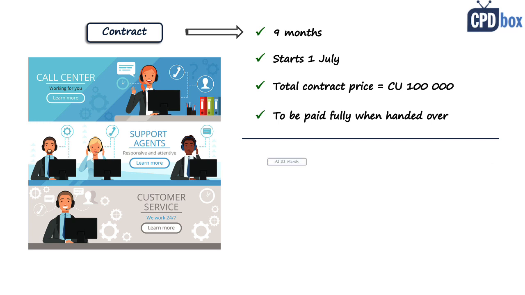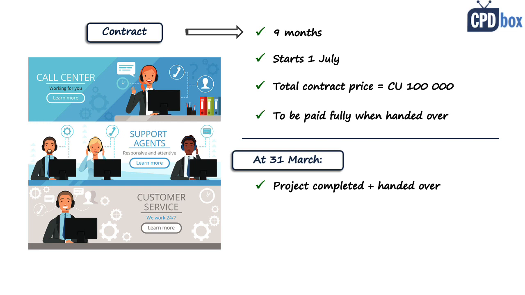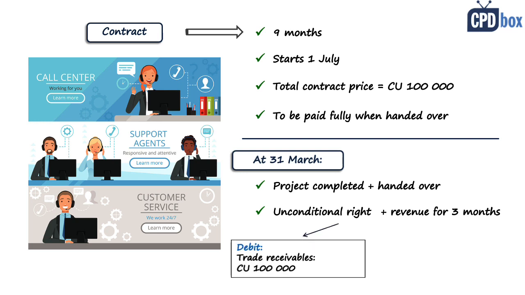And then you work for another 3 months. You complete the project and hand it over to the customer. And at that moment, you have an unconditional right to a payment and not a contract asset of any kind. Also, you have to recognize the revenue over time for these remaining 3 months. So what's your journal entry? Well, you debit trade receivables with 100,000 currency units because the unconditional right to a payment was created by handing the project over to the customer.